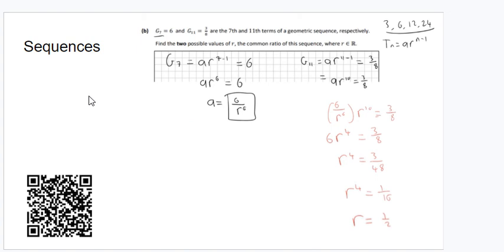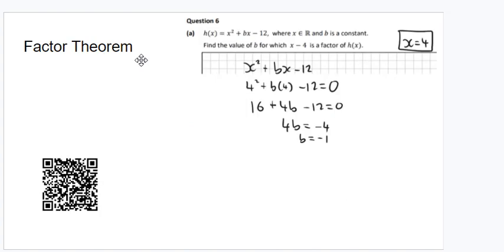And this was part B of the same question, and this involved a geometric sequence. That general term is a r to the power of n minus 1. We're just using that really with the first one, with g7 is equal to 6, and then the second one, g11 is equal to 3 over 8. But then when you get what a is, you can put it into the other one, and you can eventually get what r is at the bottom there. That's sequences.